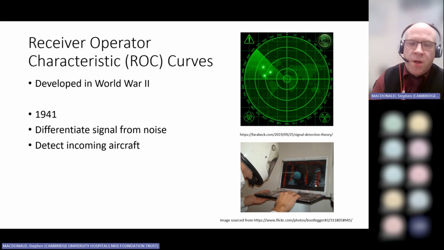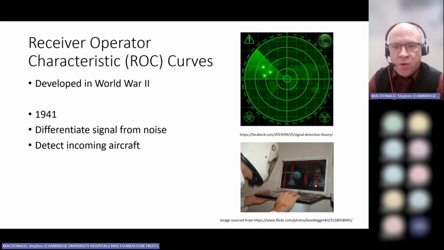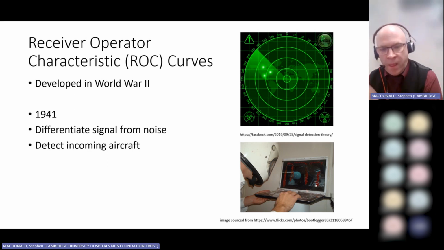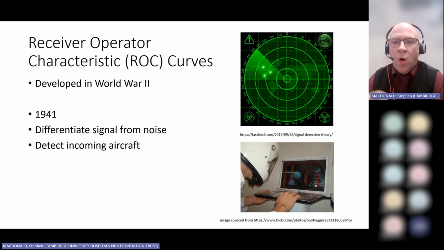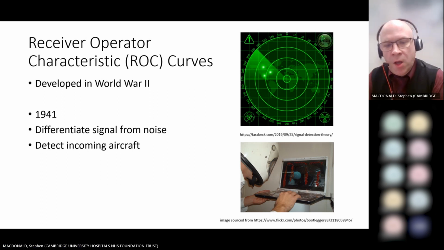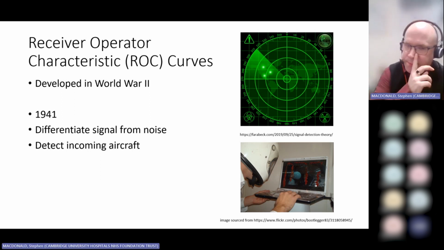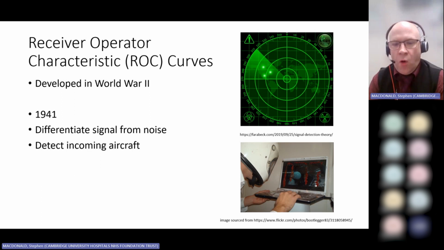But of course, you didn't want to be scrambling planes because there was a flock of birds flying over. That would be a false positive. But also, you didn't want to be disregarding signals that were coming in and therefore leaving yourself vulnerable to attack. So in order to try and determine what the optimal signal to noise ratio is, deterministic for what the response is, something called the receiver operator characteristic curve is used.